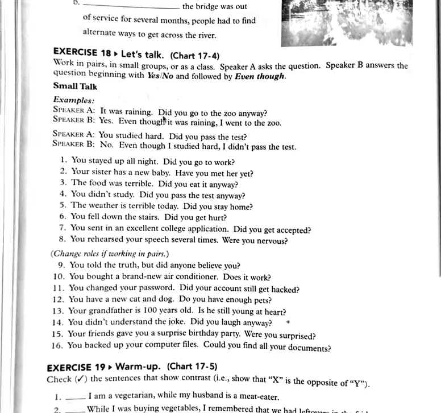So look at A. It was raining. Did you go to the zoo anyway? Yes. Even though it was raining, I went to the zoo. So you say, yes, even though it was raining, I went to the zoo. So that's unexpected that it was raining and you went to the zoo. So you start with yes. Look at the next one. You studied hard. Did you pass the test? No. Even though I studied hard, I didn't pass the test. See, that's unexpected. If you study hard, you expect to pass the test. So you go with no.